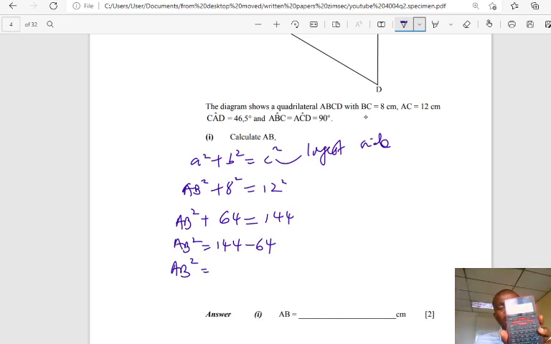Your calculator, please just use the calculator, it's paper 2. So you say here, 144 minus 64 is 80. You can also use a calculator like this one, still it works, right?